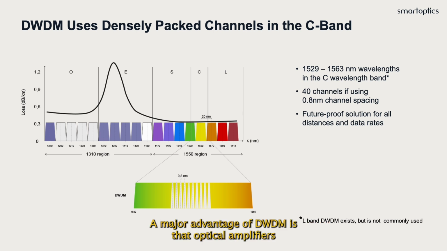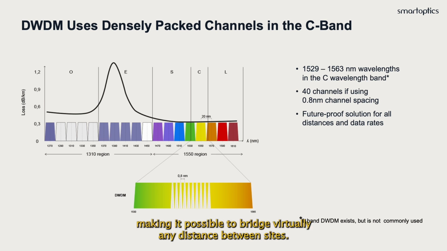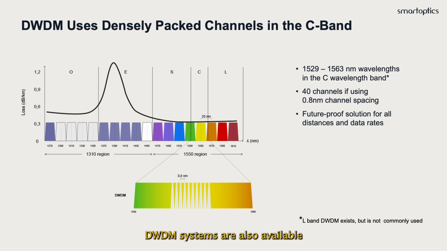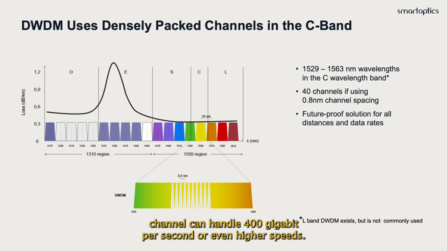A major advantage of DWDM is that optical amplifiers can be inserted along the fiber, making it possible to bridge virtually any distance between sites. DWDM systems are also available for much higher data rates than CWDM systems, which means that each channel can handle 400 gigabit per second or even higher speeds.